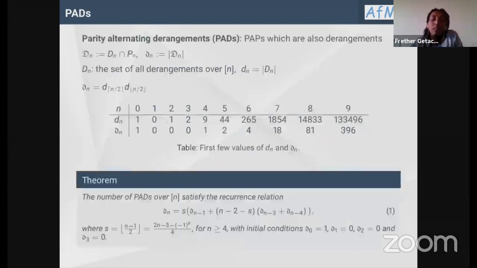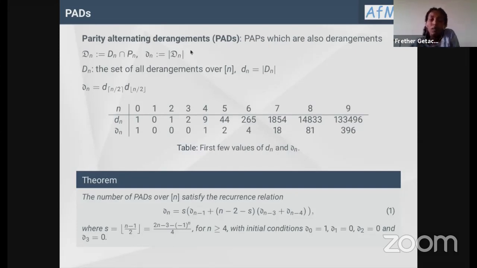The other specific kind of these parity alternating permutations or PUFs are called parity alternating derangements, which are the PUFs which are also derangements. The PUFs that we were talking about, and which are also derangements. That means derangements starting with an odd integer.